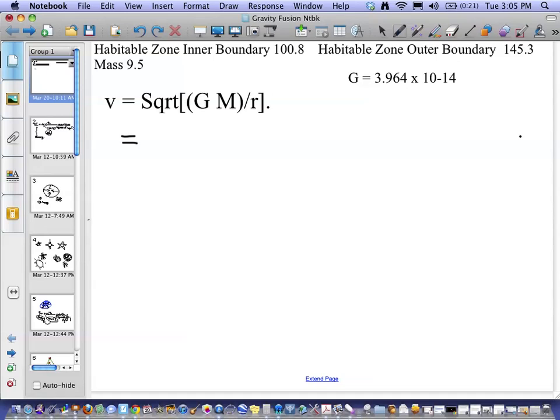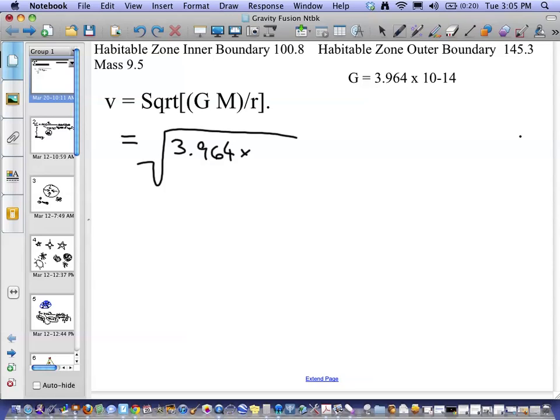Remember, SQRT stands for square root, so I'm going to draw a big square root symbol. And then inside of it, I'm going to write 3 numbers. I'm going to focus on the numbers in this video and then talk about the units in another video. So I'm going to take this G, which is over here. I'm just going to copy that exactly.